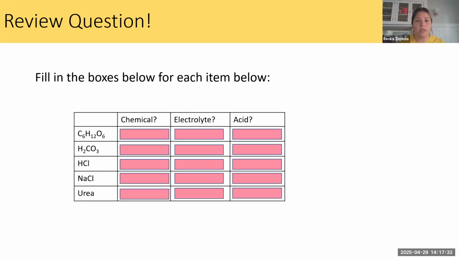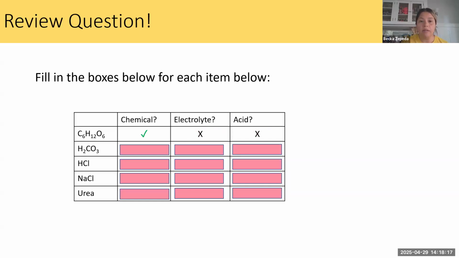All right, so a review question. We're going to take each one of these chemicals one by one. I think I just gave you the answer, but we're going to take each one of these things one by one, and you're going to tell me whether it's a chemical, an electrolyte, or an acid. So first, glucose, is it a chemical? Yes, anything that's made up of elements is going to be a chemical. But is it an electrolyte? No, it's not an electrolyte. Electrolytes are those things that dissociate in fluid. Glucose does not dissociate in fluid or solution, and so it's not an electrolyte. Is it an acid? Well, no, acids also dissociate in solution. So if it's not an electrolyte, it's not going to be an acid.